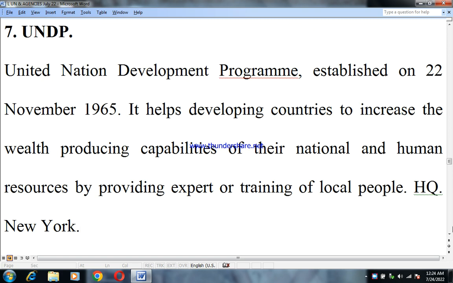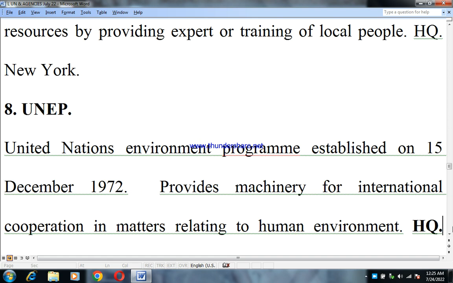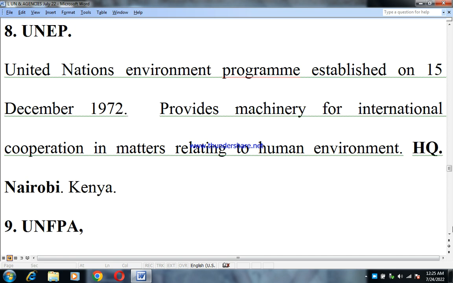Number 7, UNDP, United Nations Development Program, established on 22nd November 1965. It helps developing countries to increase the wealth producing capabilities of their national and human resources by providing experts on training of local people. Headquarters is in New York.